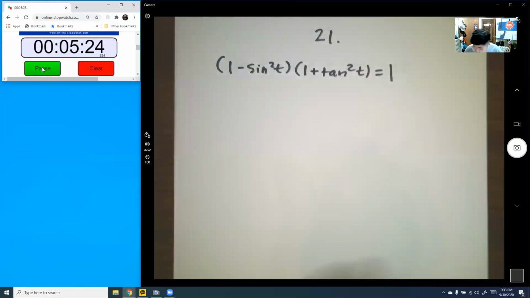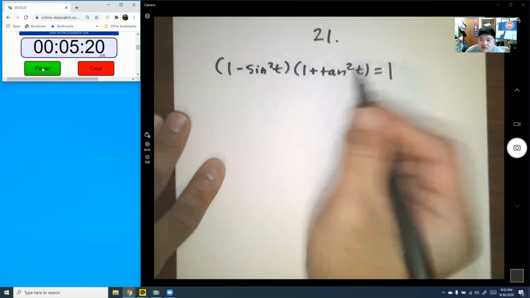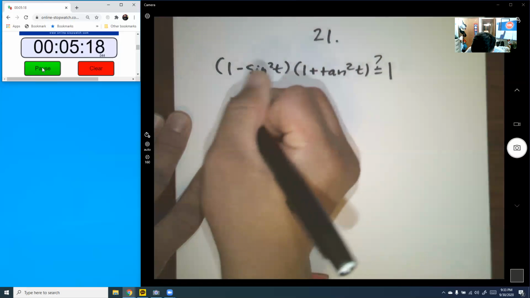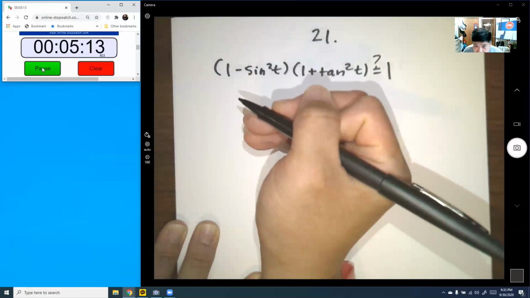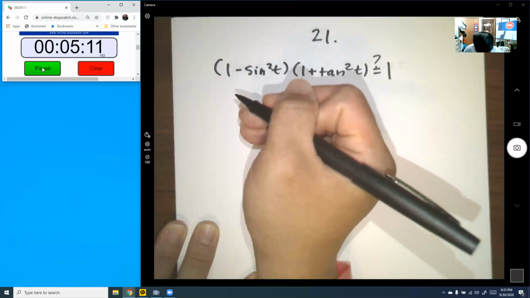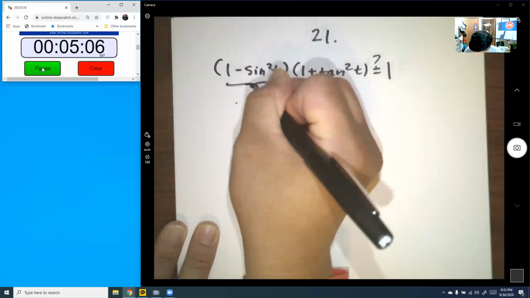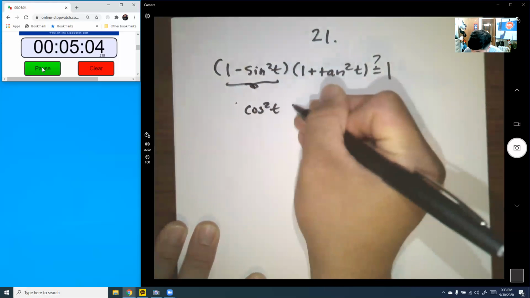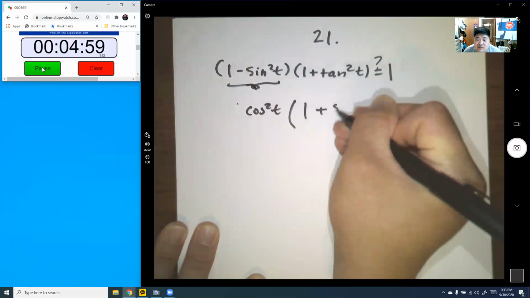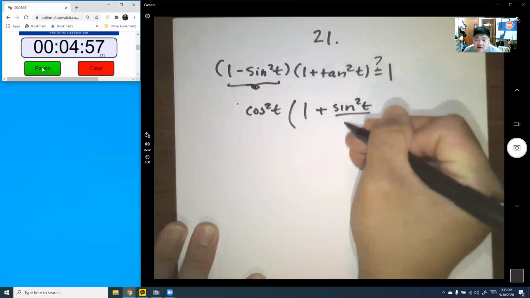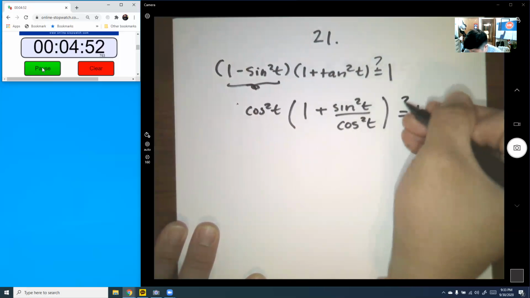All right, 21. We have 1 minus sine squared t times 1 plus tangent squared t. Does that equal 1? So 1 minus sine squared t is actually equal to, using the Pythagorean identities again, cosine squared t. And then we have 1 plus tangent squared t, so that is actually 1 plus sine squared t over cosine squared t. Does that equal 1 at least?